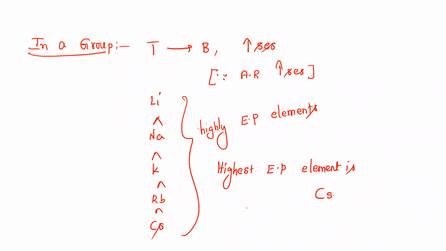And reactivity is also more. I told you, these are highly electropositive elements, so they are highly reactive. When I was explaining electronegativity, I told you, highly electropositive elements are highly reactive, and highly electronegative elements are also highly reactive. So in the periodic table, first group elements and 17th group elements are highly reactive.